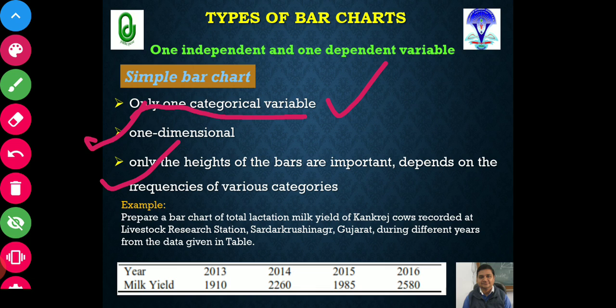Just see this question. Prepare a bar chart of total lactation milk yield of Kankraj cow recorded at Livestock Research Station Sardar Kushinagar, Gujarat, during different years from the data given in the table. Here you can see two variables, year and milk yield. The year is a categorical, discontinuous, qualitative variable: 2013, 14, 15, 16, and the milk production statistics during those years.